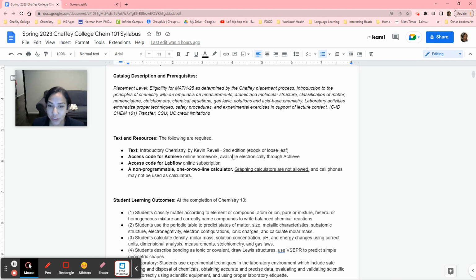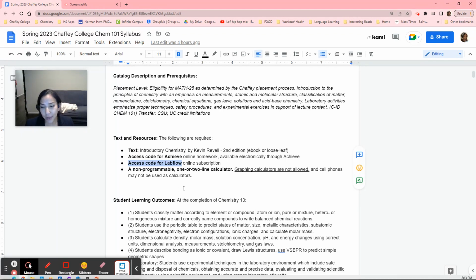So you could purchase it directly through Achieve. You could purchase the code through the bookstore. It's a lot faster when you purchase it via Achieve. You're going to need the access code for LabFlow as well. This is your online subscription for our labs. So for all labs that we do, you're going to need LabFlow.